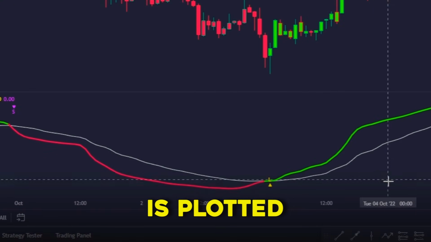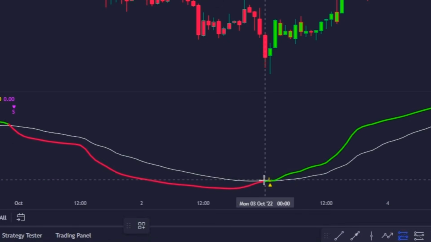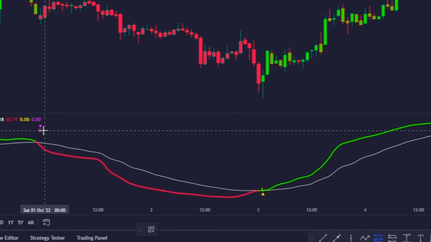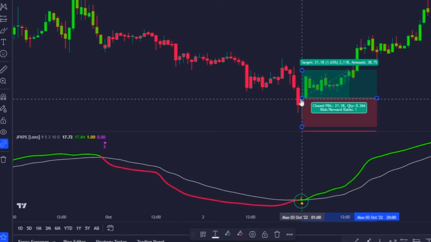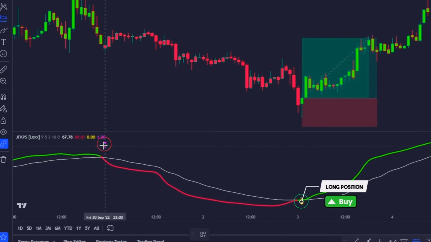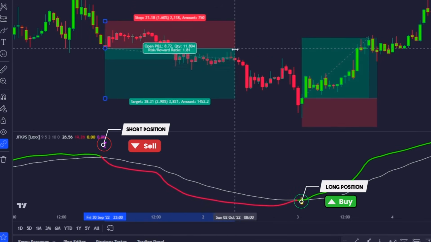This tool is plotted on your chart as a two lines cross indicator, and it is very simple to use because it tells us exactly when to enter in a new trade. When these long signals in yellow appear, it means you can take a long or buy position. And when these short signals in pink appear, it means you can take a short or a sell position.